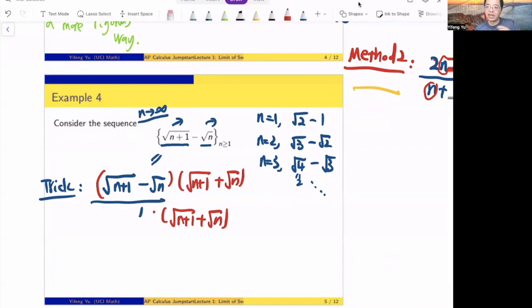We just multiply by its conjugate to get rid of the square root sign. Okay, all right, so that's what we have. Now, if you remember, let's do this, the equal. I just multiply by the same thing.